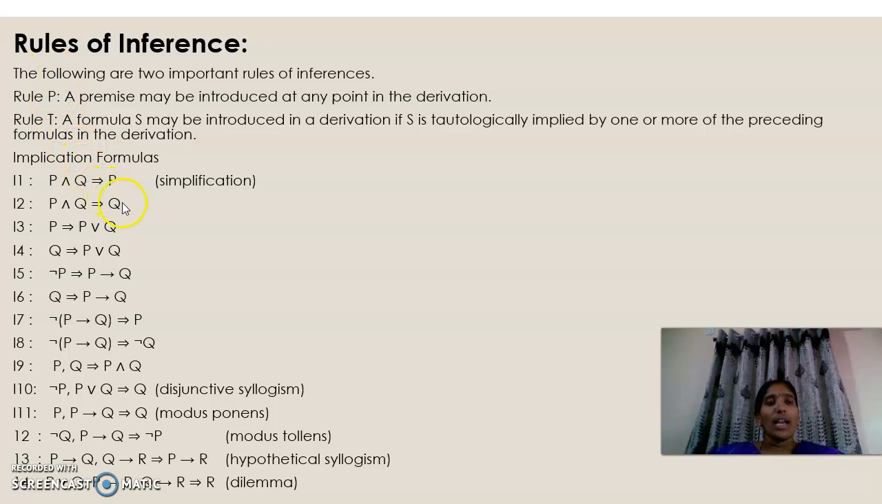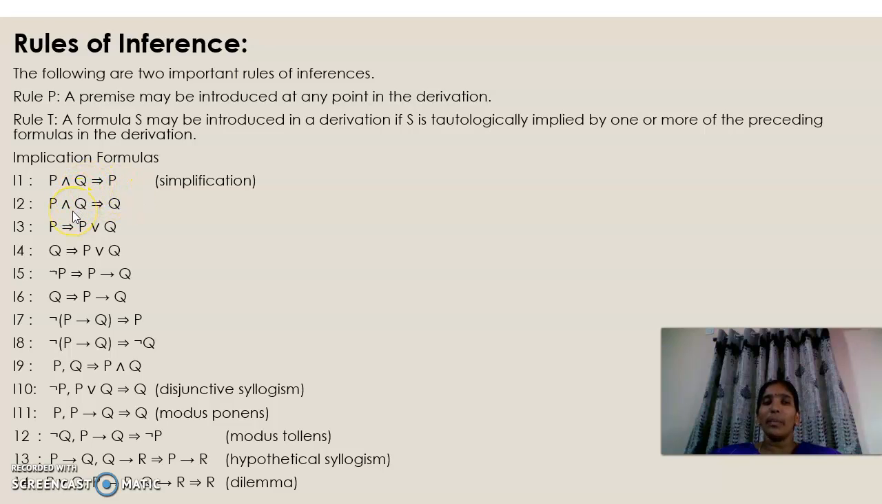Already we know tautological implication. It is also called implication formulas. P and Q tautologically implies P. That is, consider the truth values of these two: P and Q conditional P is a tautology, so P and Q tautologically implies P. That means whenever we have P and Q, we can simply write P. Why can we write P? Because it is tautologically implied by P and Q. But in place of P, you cannot write P and Q. Only in place of P and Q can you write P.